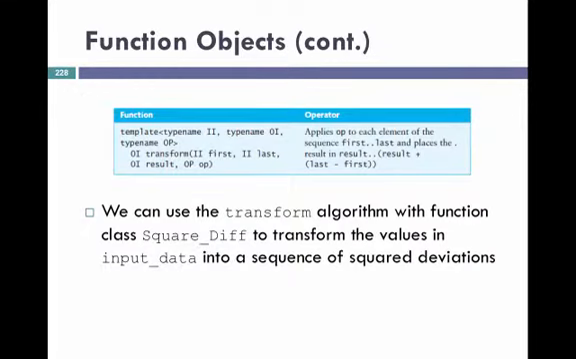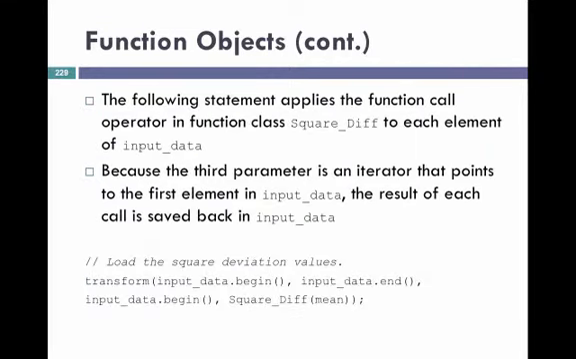And we can use the transform algorithm with the function class squareDiff to transform the values in input data into a sequence of squared deviations. So the following statement applies the function call operator in function class squareDiff to each element of input data. Because the third parameter is an iterator that points to the first element in the input data, the result of each call is saved back in input data. So this code loads the squared deviation values.